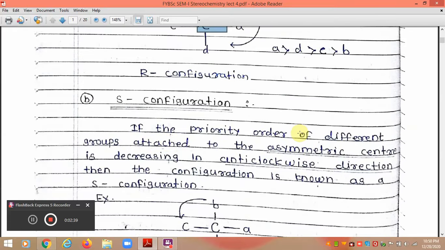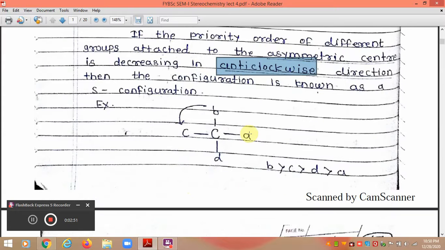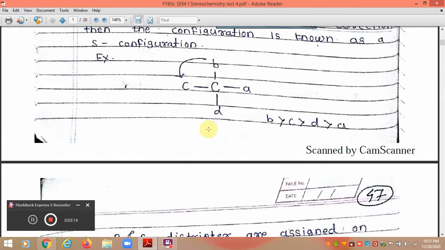Similarly, if the priority order of the different groups attached to the asymmetric center is decreasing in anti-clockwise direction, then the configuration is known as S configuration. Suppose here, similarly, you can see B has the highest priority and A has the lowest priority. So here the priority order is decreasing in anti-clockwise direction. That's why the configuration of this carbon is S configuration.